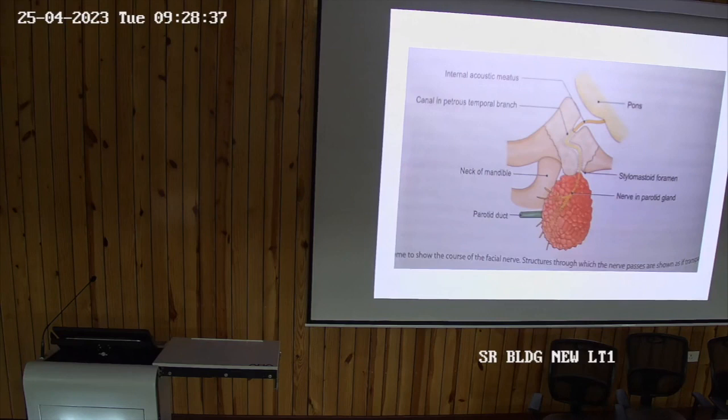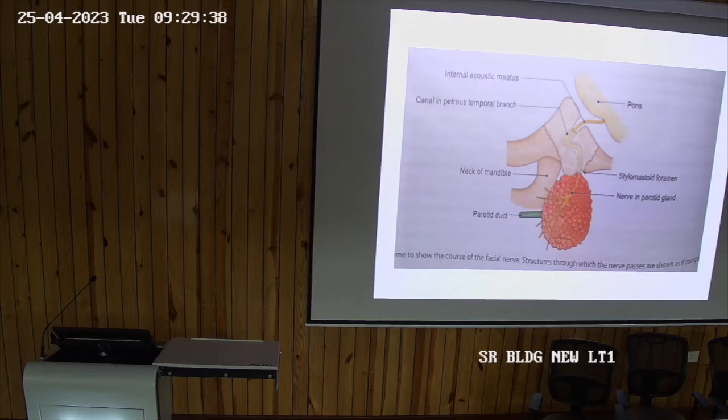So what happens? After coming out from the internal acoustic meatus, the facial nerve enters into the facial canal. Where is the facial canal? The facial canal is present in the petrous part of temporal bone. The course of the facial nerve in the petrous part of temporal bone, again we will talk about separately. At present you understand the general course of the facial nerve. It comes out from the pontomedullary junction, enters into the internal acoustic meatus along with the vestibulocochlear nerve and the labyrinthine artery. As it comes out from the internal acoustic meatus, it enters into the facial canal. In the facial canal, we will talk separately. The course has the labyrinthine segment, the tympanic segment, and the mastoid segment, that I will tell you just now.